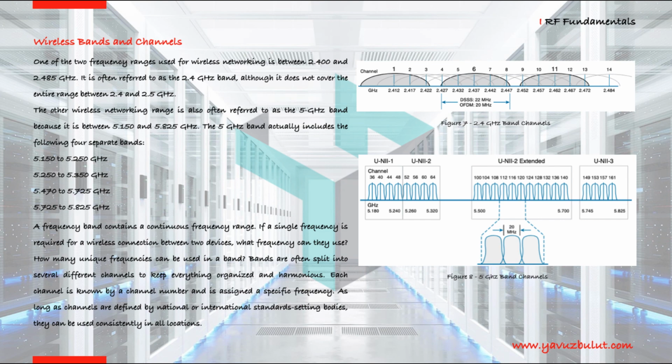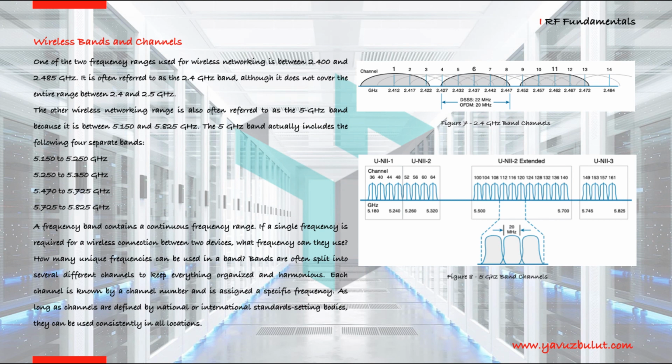Our first band, UNI-1, is used between 5,150 and 5,250 GHz, while UNI-2 is used between 5,250 and 5,350 GHz. UNI-2 Extended is used between 5,470 and 5,725 GHz, while UNI-3 is used between 5,725 and 5,825 GHz. A frequency band contains a continuous frequency range. What frequency can they use if a single frequency is required for wireless communication between two devices, and how many unique frequencies can be used in a band?